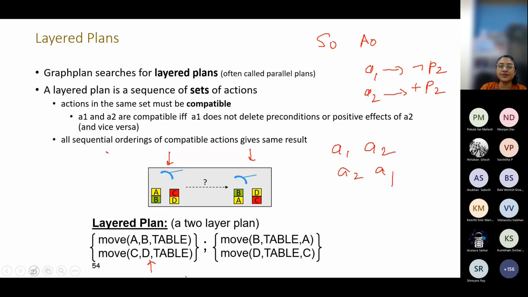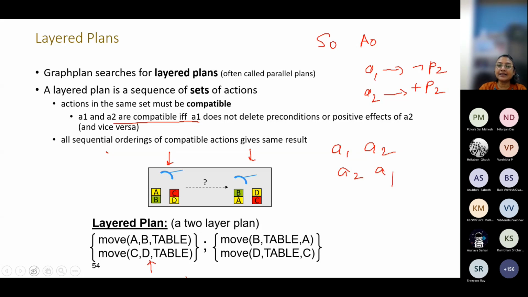Move A B table, move C D table. So this is the definition of compatible. Can you tell me if these two actions are compatible? Yes, they are compatible, right? So you can take them in any order and they do not have any interference. I mean, they do not have any of these conditions. So they can be taken in parallel.